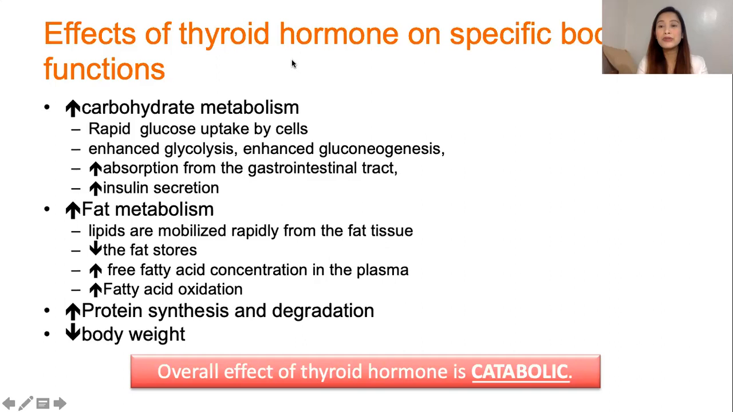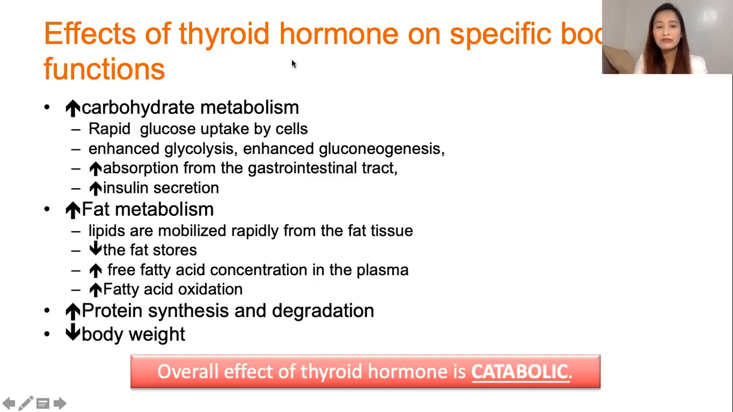In protein, there's increased protein synthesis, both protein synthesis and degradation. But actually degradation usually overcomes the rate of protein synthesis, but both are actually increased. But the end result will be muscle wasting as well. So you'll see patients with hyperthyroidism to have, aside from very small, thin fat, you will also have thin muscles as well. And the end result will be a decrease in body weight. No? Even they say, I eat a lot, doc, but I keep on losing weight.